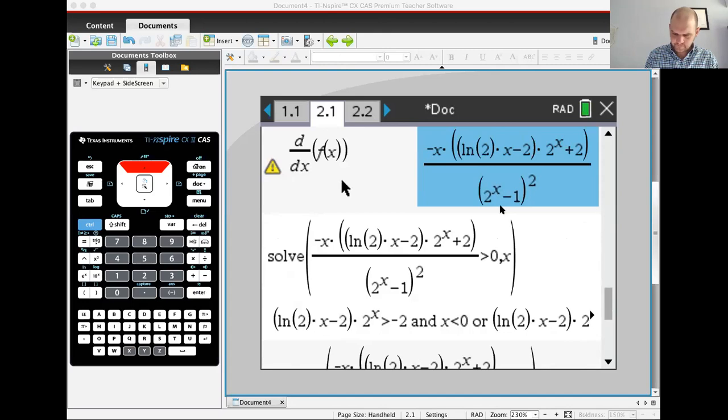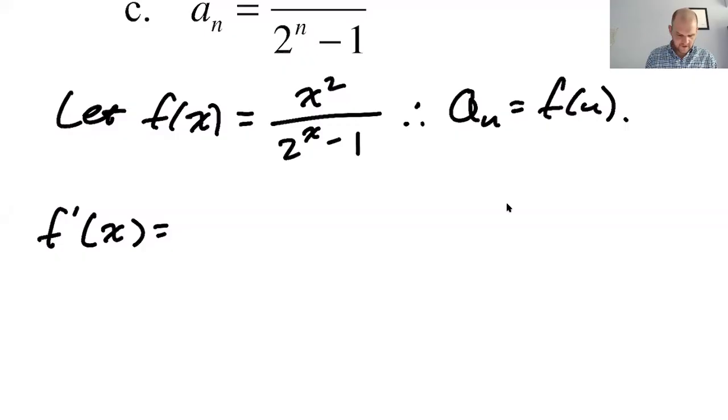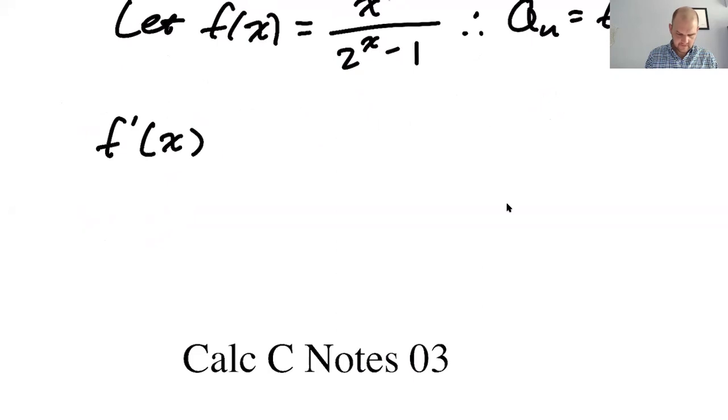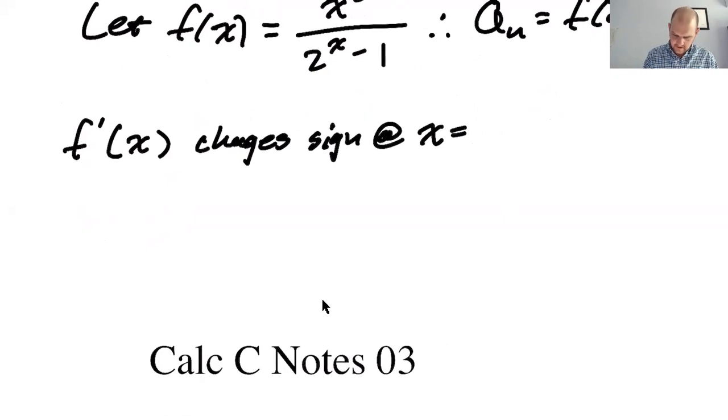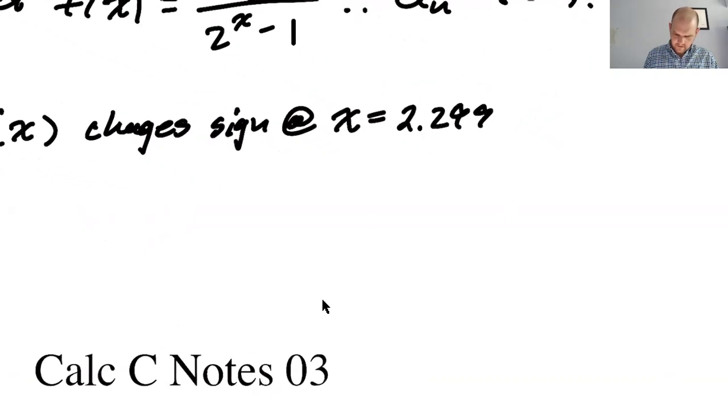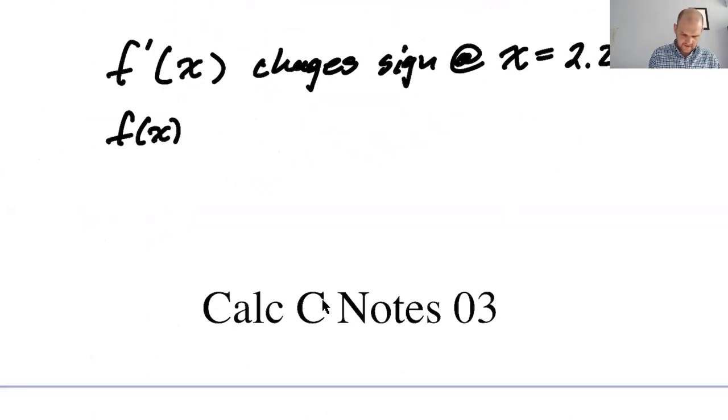I'm going to say f prime of x changes sign at x equals, let me go back to the calculator. I'm not going to make you watch. I'll just go back and find it. So at 2.299, therefore, f of x is not monotonic.